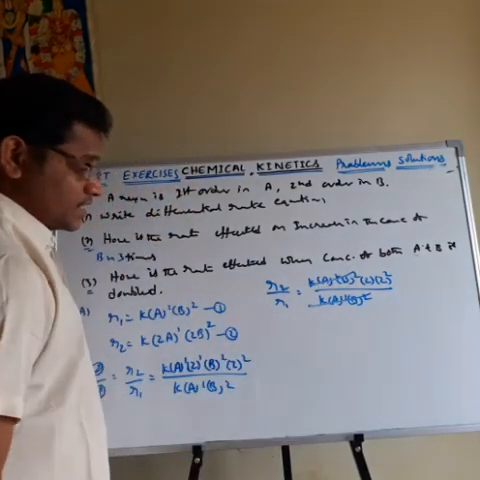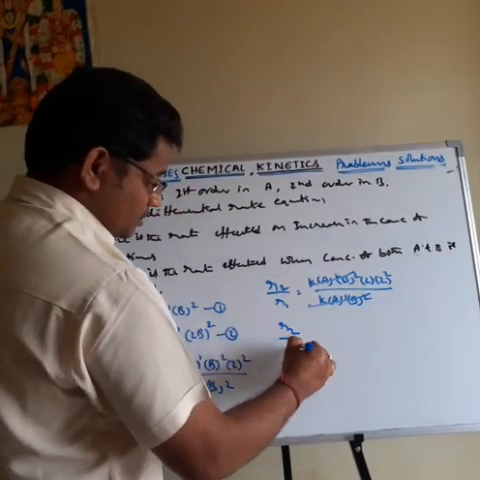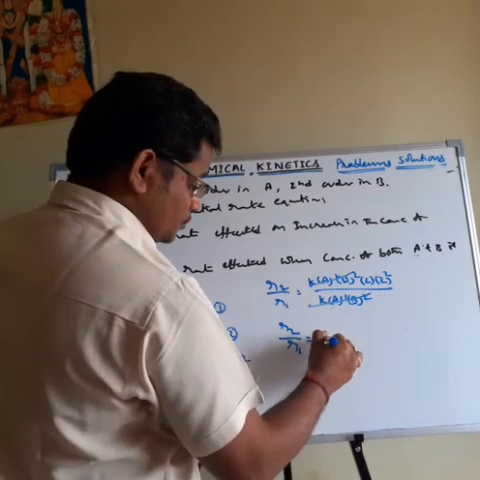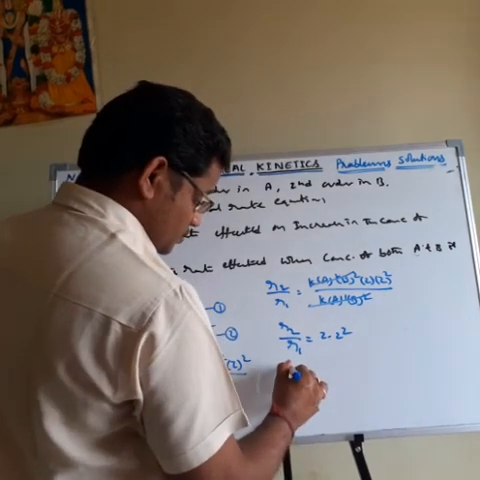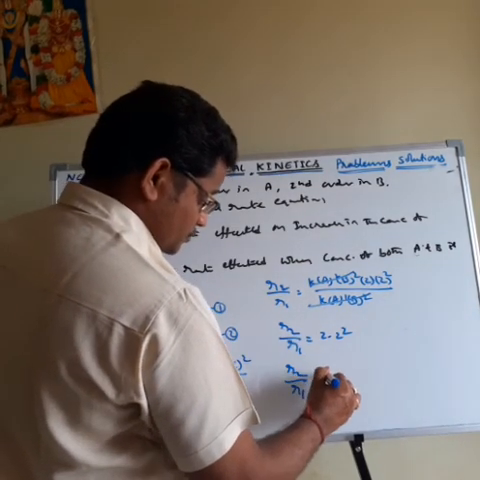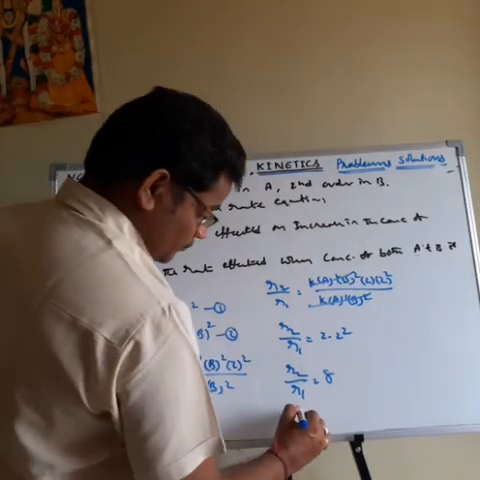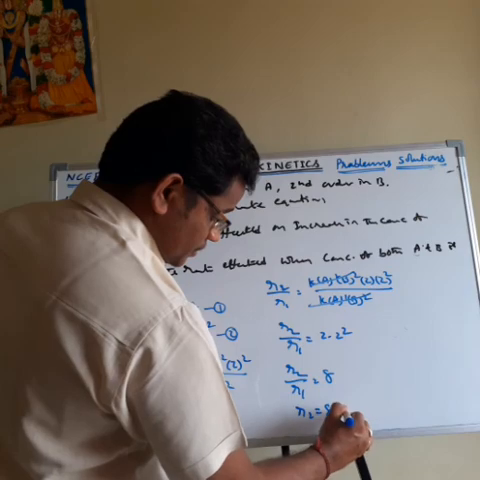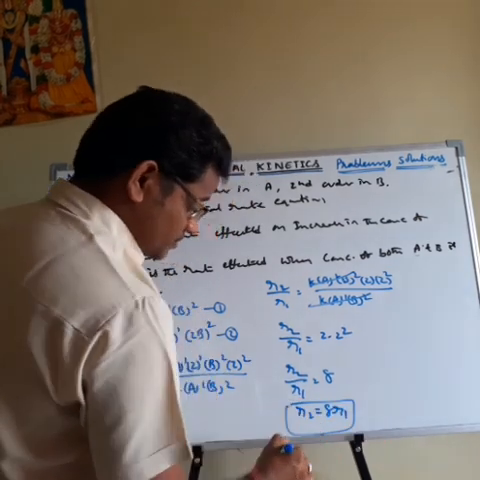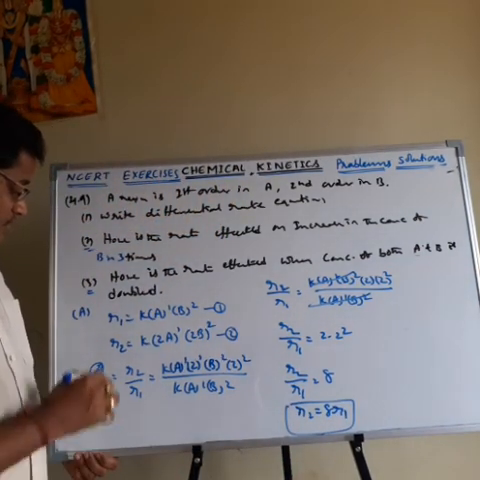So this cancels. Then R2 divided by R1 is equal to 2 into 2 power 2, which means R2 divided by R1 is equal to 8. 2 power 2 means 4, 4 twos are 8. Therefore R2 is equal to 8 into R1. So the rate increases 8 times. So this is the answer to question number 3.